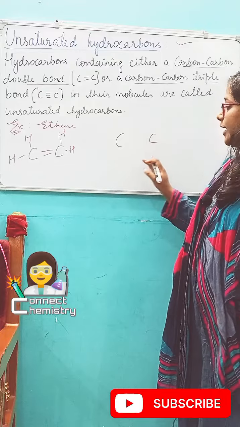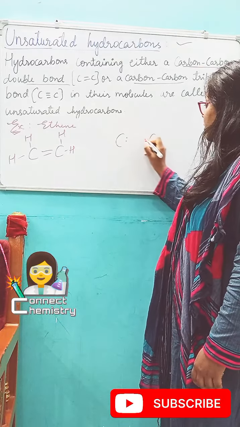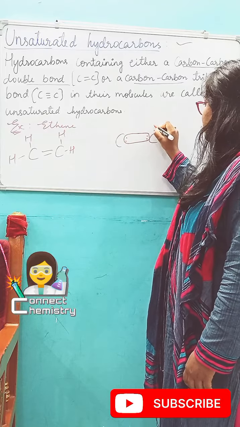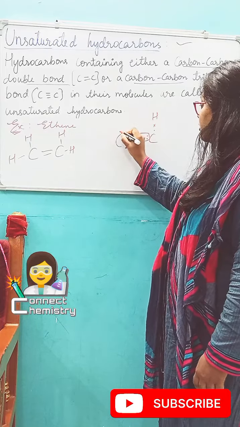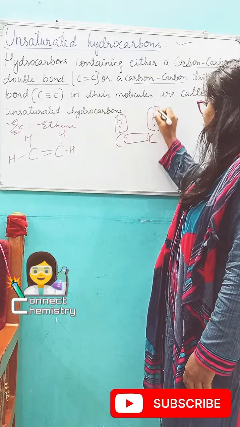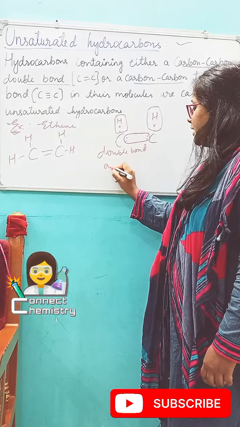I will show the electron dot structure depicting the ethene molecule. Here the two electrons are combined together, and the others are combined with hydrogen, thereby forming a double bond, also known as an alkene.